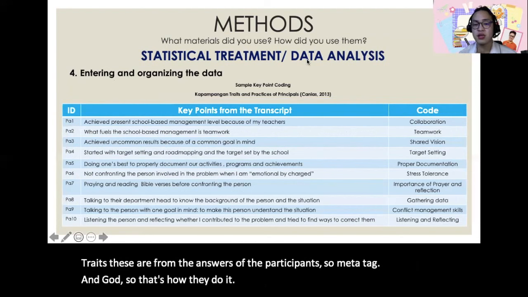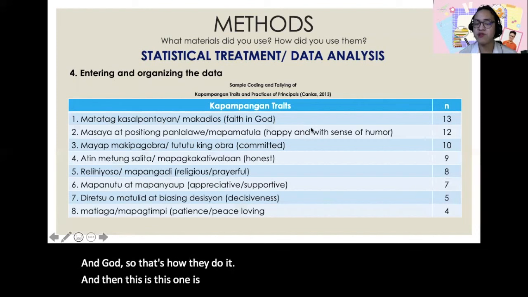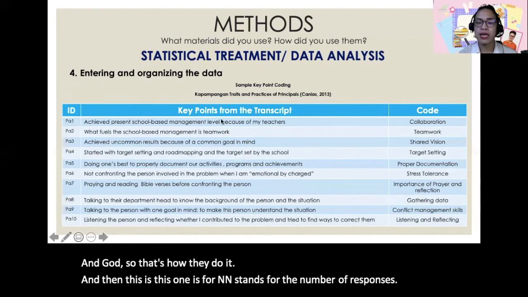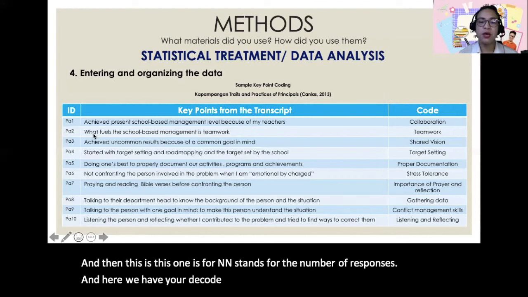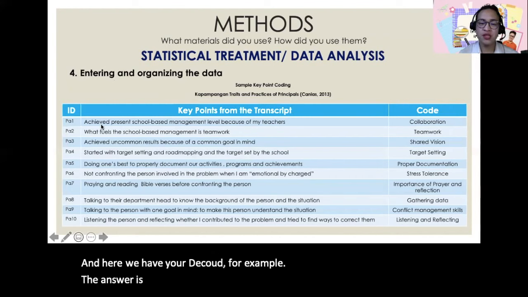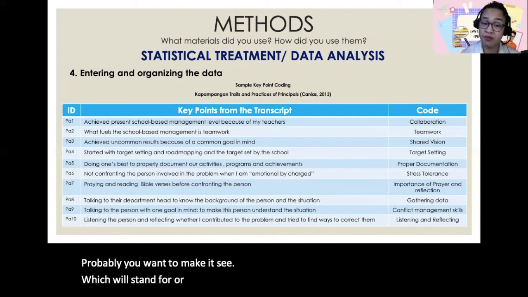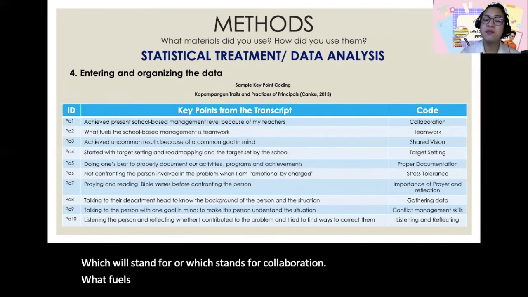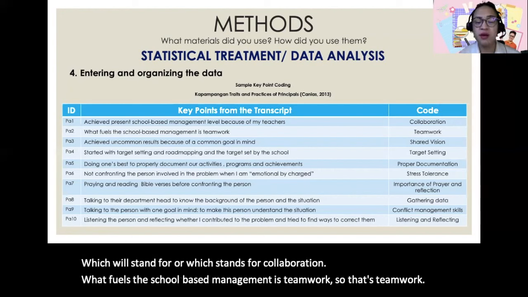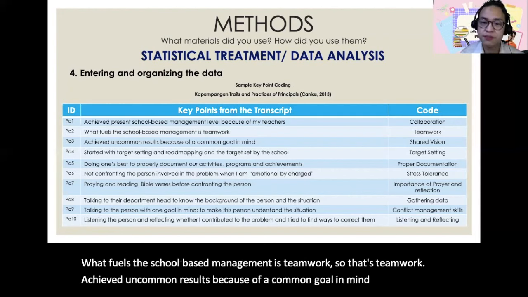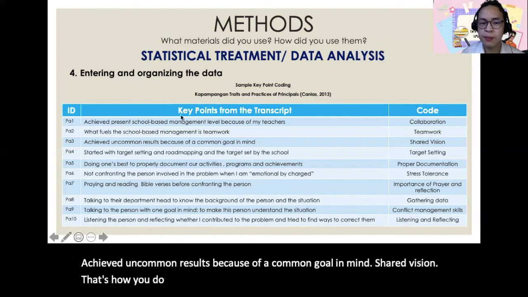And then this one is for N. N stands for the number of responses. And here we have the code. For example, the answer is: achieved present school-based management level because of my teachers. So the code will be collaboration. Probably you want to make it C, which stands for collaboration. What fuels the school-based management is teamwork. So that's teamwork. Achieved uncommon results because of a common goal in mind, shared vision. And that's how you do your coding. Okay.